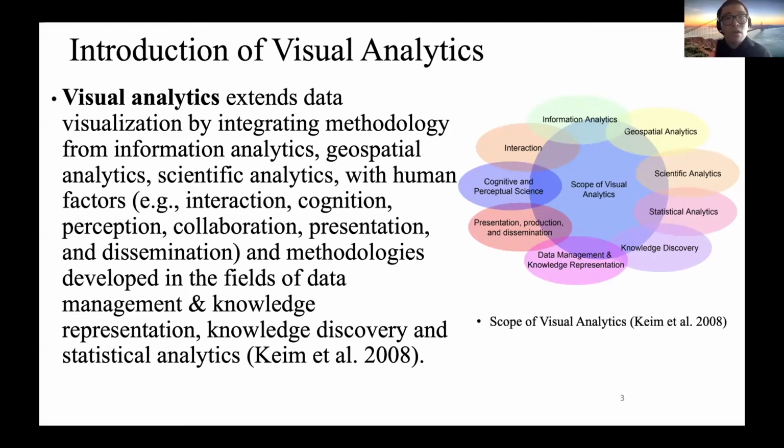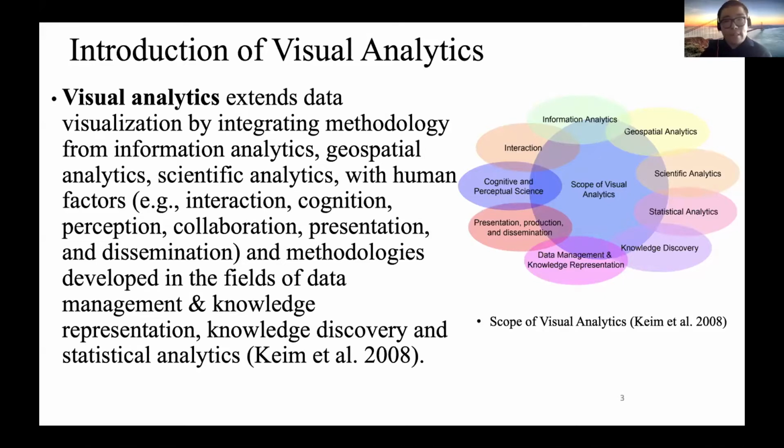First, let me introduce what visual analytics is. As you may know, data visualization is a very popular way to represent the data using graphs. Visual analytics, which we also call visual data mining, extends data visualization by integrating four different lines of methodologies. The first one is data analytics, data mining, or machine learning methodologies. The second one is the so-called human factor, or put simply, the interactive actions or interactive techniques. The third one is data management methodology. The last one is knowledge generation methodologies. So this is visual analytics.